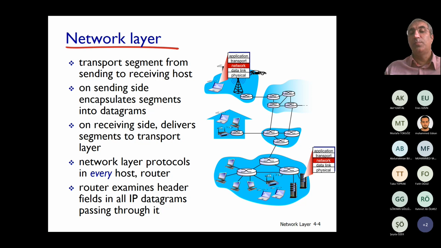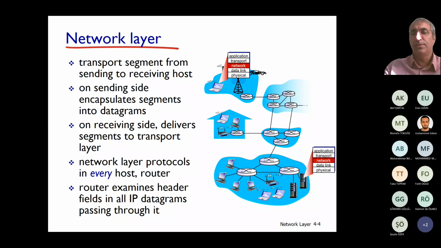So network layer protocols are in every host and router. That means the network layer needs to be included in every end system, as well as the router, which is part of the network core. And when the router receives datagrams, it first of all examines the header fields in all IP datagrams, and then according to the header information, it forwards to the appropriate output.